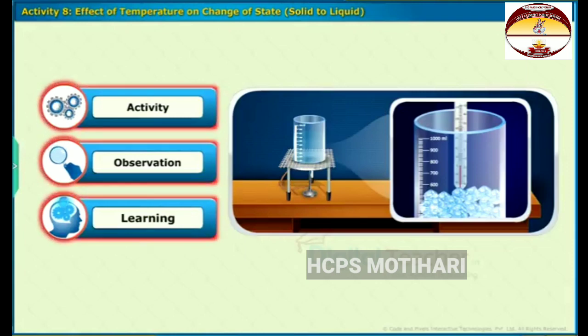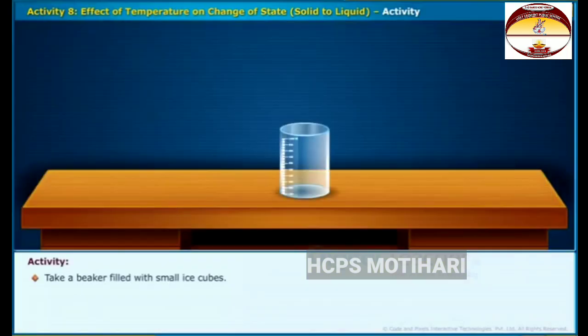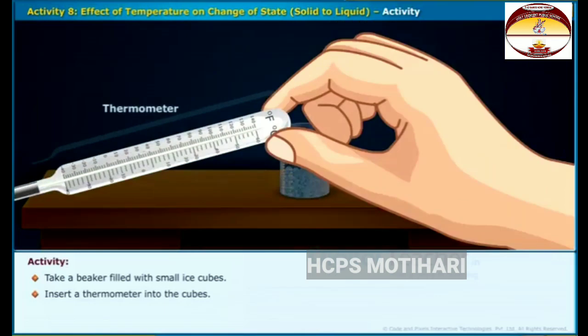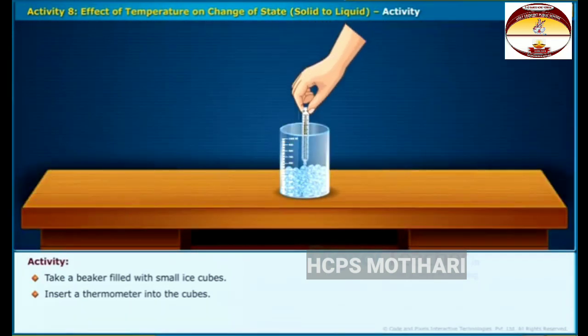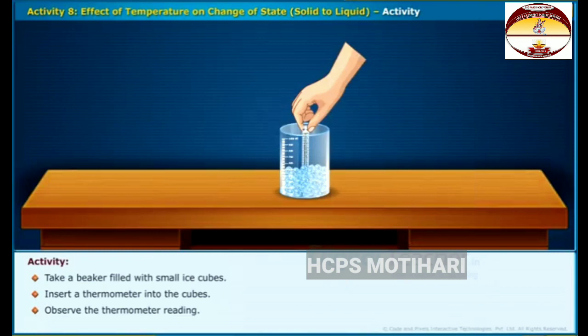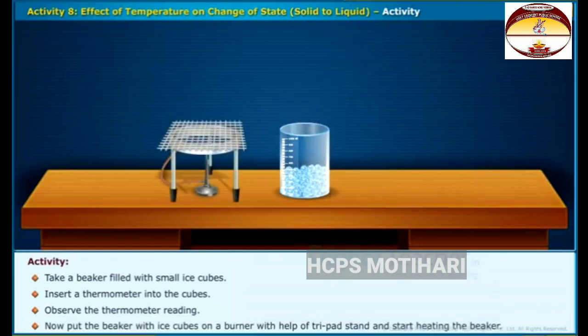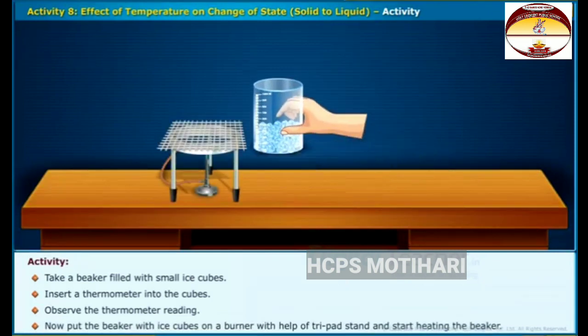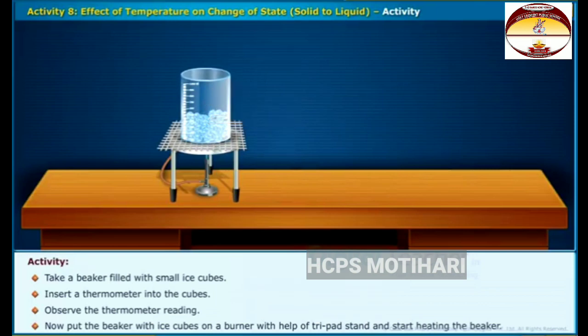Here, let us perform an activity to know the effect of temperature on change of state. Take a beaker filled with small ice cubes. Insert a thermometer into the cubes. Observe the thermometer reading. Now put the beaker with ice cubes on a burner with the help of a tripod stand and start heating the beaker.